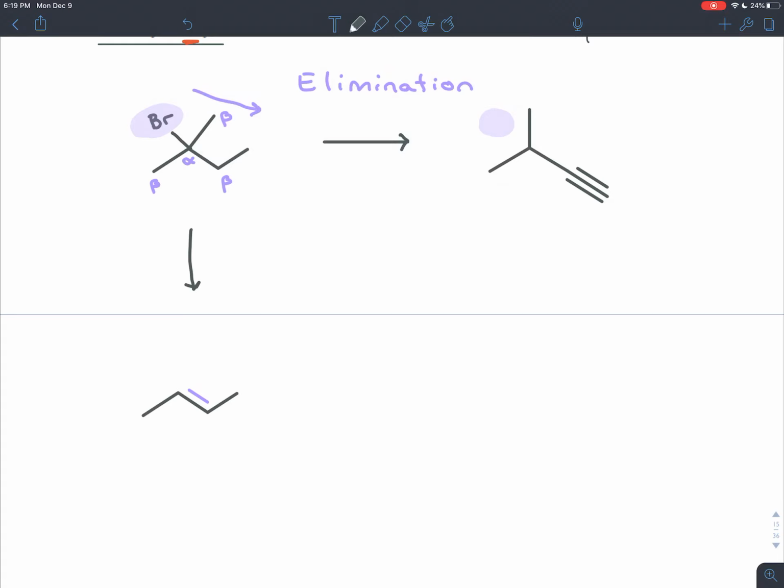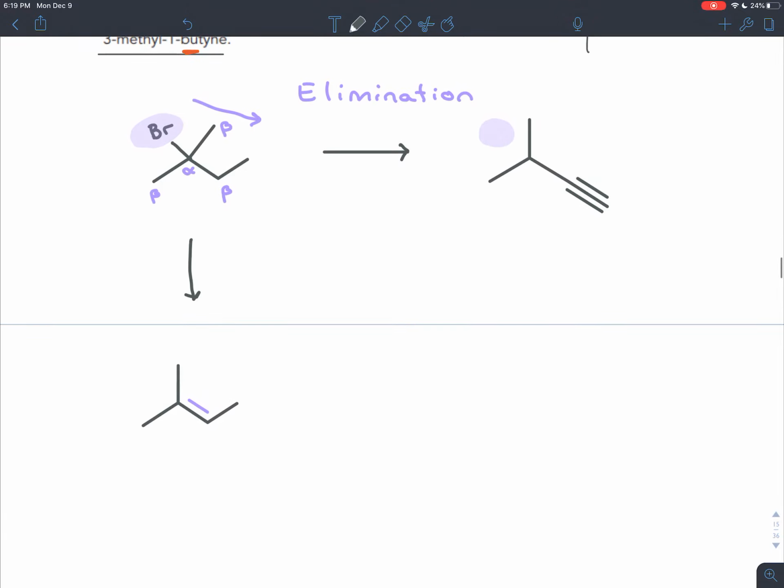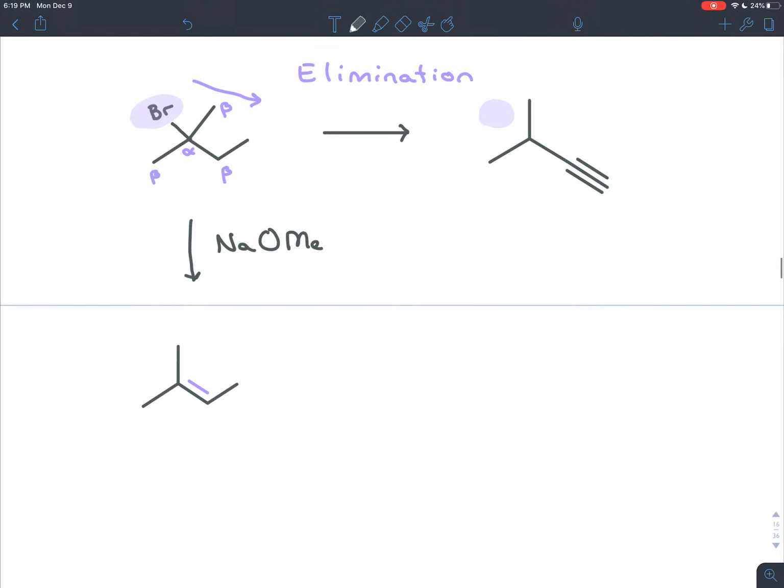I'll straighten out this methyl group just to reflect the trigonal planar shape of those sp2 hybridized carbons. So this is the more substituted possible alkene you could form, the Zaitsev product, and so you want to use a skinny base, something like sodium hydroxide or sodium methoxide or sodium ethoxide, to get that product.